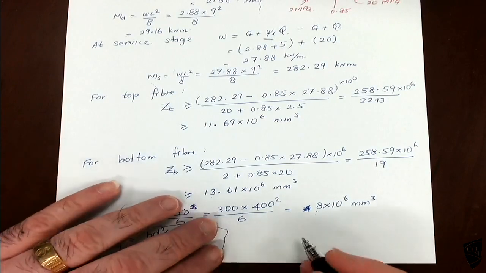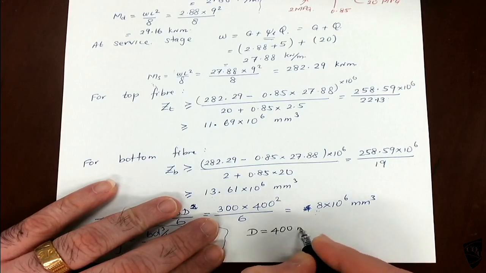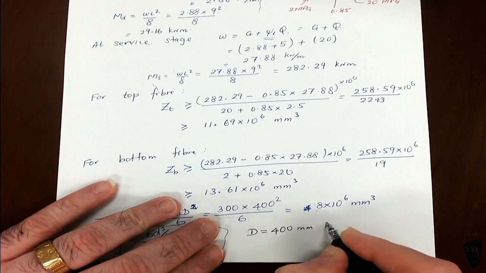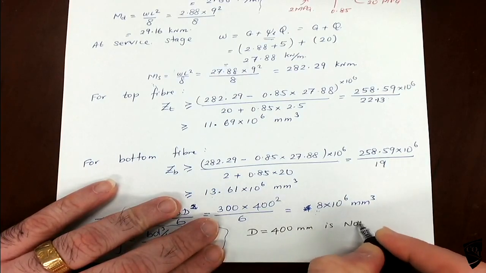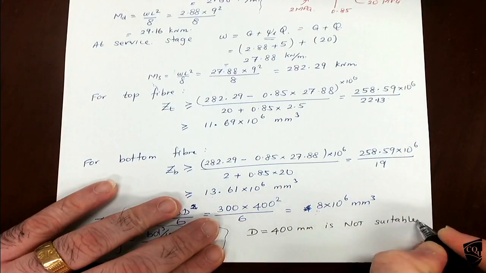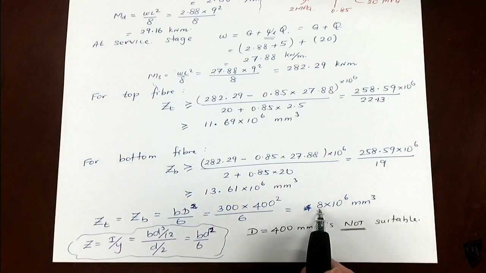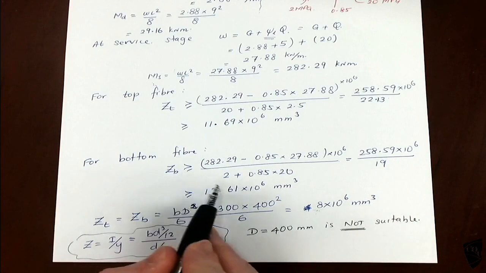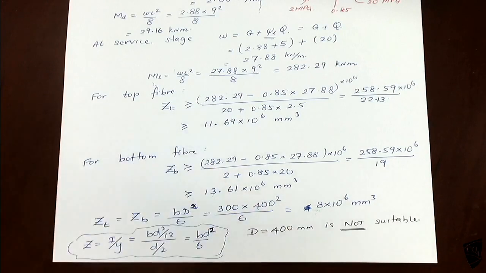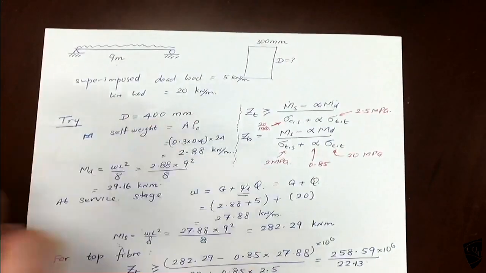So D equal to 400 is not suitable because it's not enough. This value should be larger than this one and this one. So now I am going to increase this one.